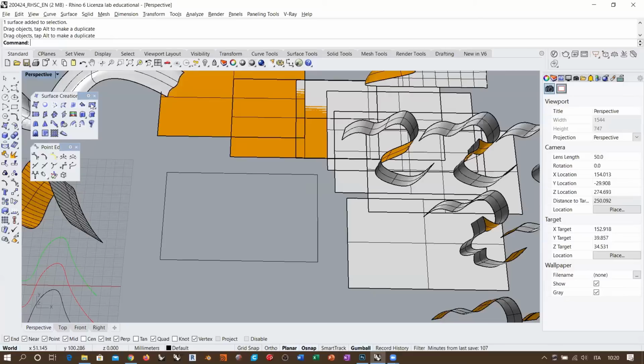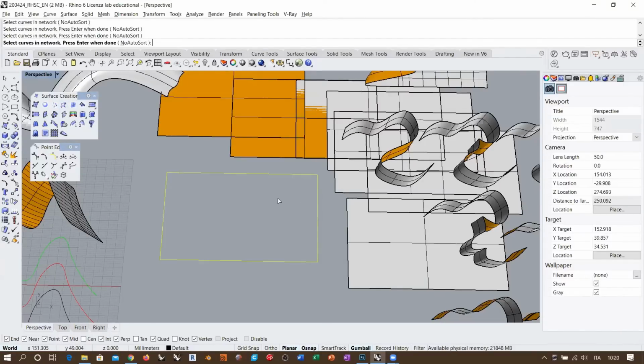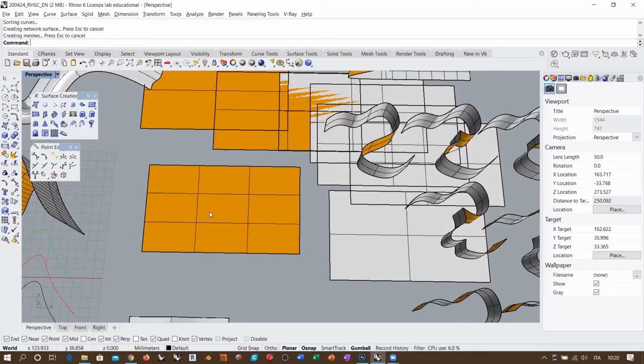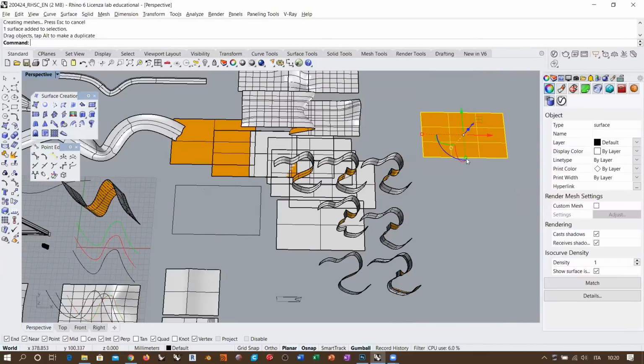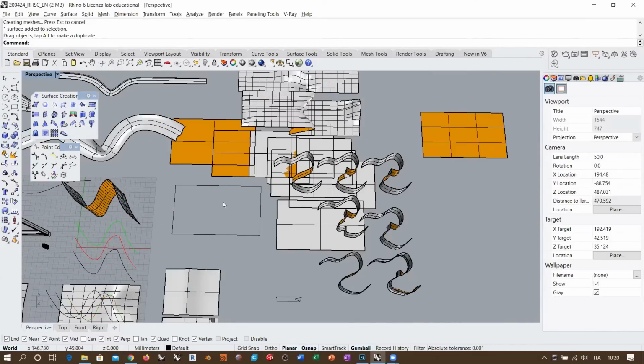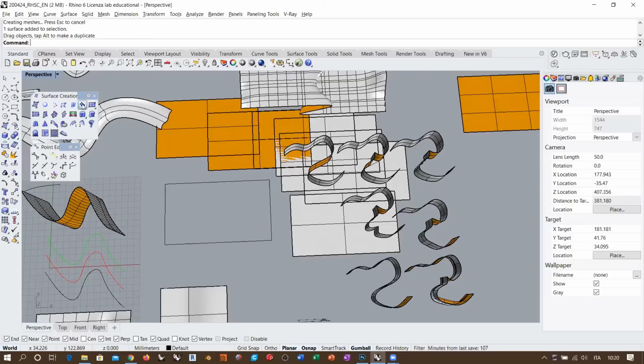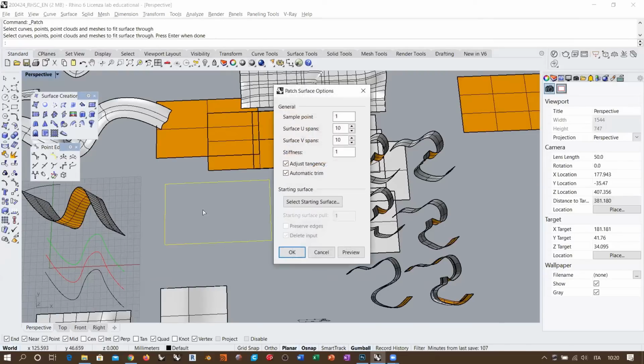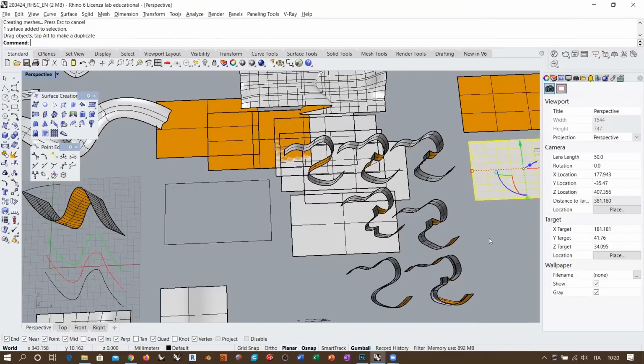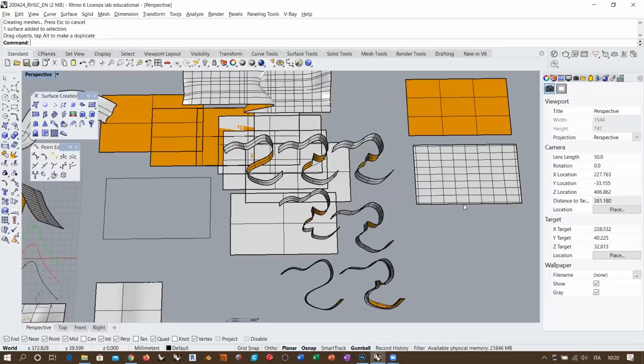And then there are these complex things, like, for example, the surface from network of curves. So you select the curves, and you get this. So we already see a different topology, right? And then there is this other one, which is the patch between these curves, and we get this, which is a totally different thing that we are getting, okay?